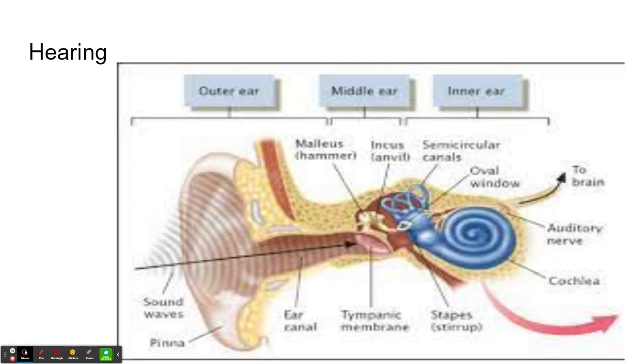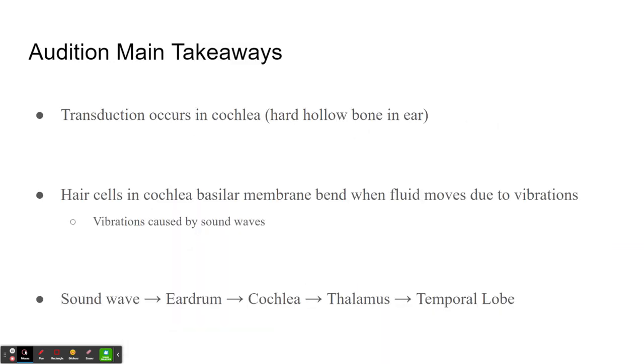These are associated with conduction hearing loss, and your cochlea and your basilar membrane damage is associated with sensorineural hearing loss. The oval window is just a soft piece of tissue connected to the cochlea. And then you have your auditory nerve, which is connected to your cochlea, and this goes to your brain. Audition, the main takeaways: transduction occurs in the cochlea.